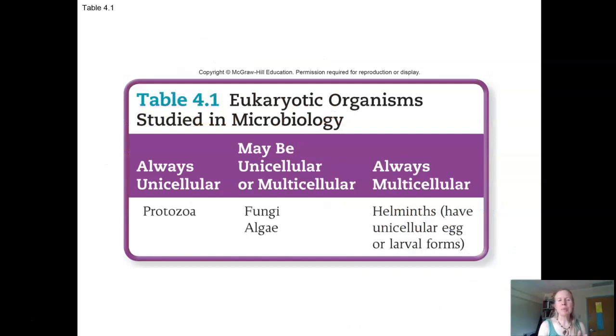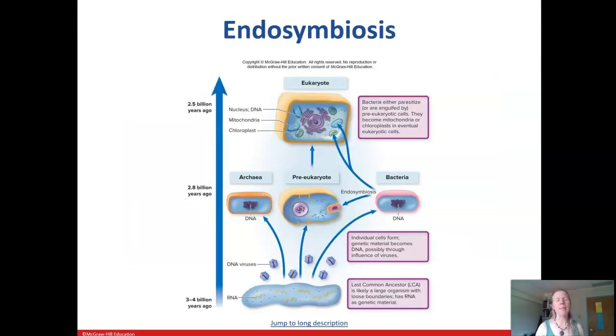Okay, so just a reminder here in microbiology, we're looking at eukaryotes, but they're going to be small eukaryotes. Some of them are still multicellular, even though they're small. So we have a little bit of variety depending on what group we're looking at.